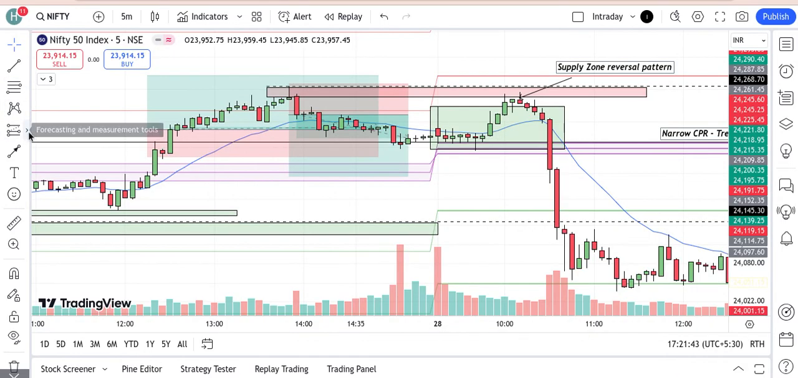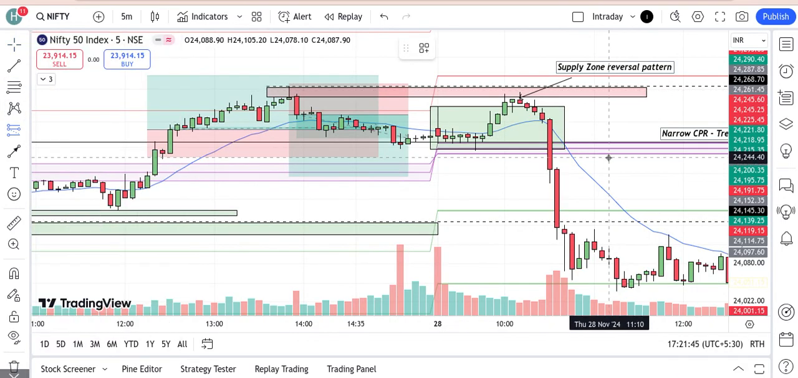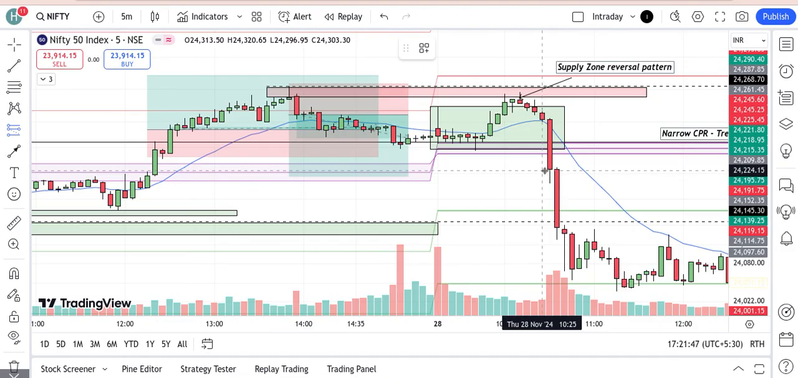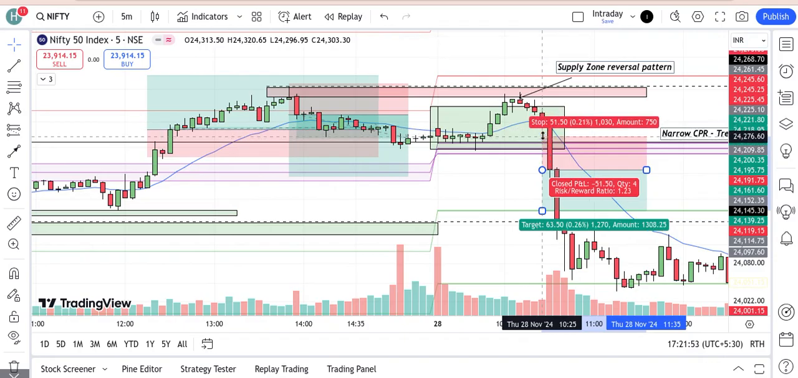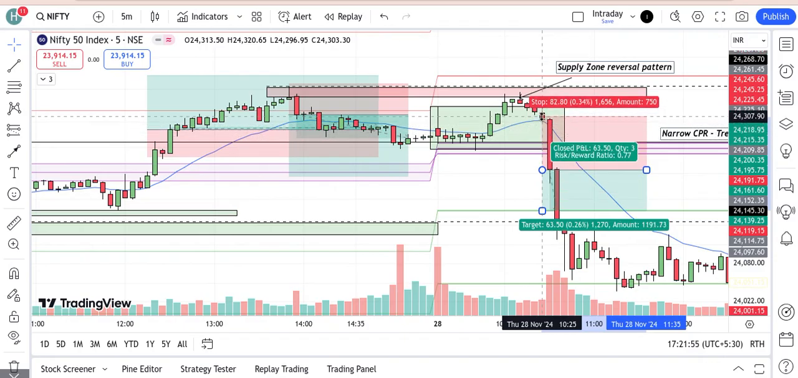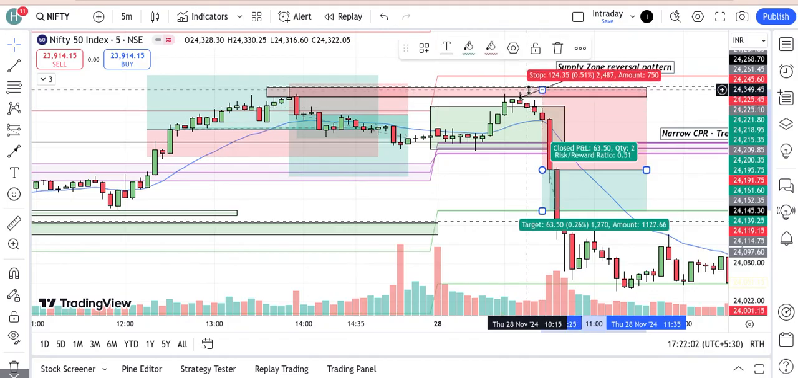I will just put this short trade. This is the perfect shorting opportunity. You enter here, and there are 3 types of stop loss. One is above the CPR, one is above this candle, and one is above this day's high.